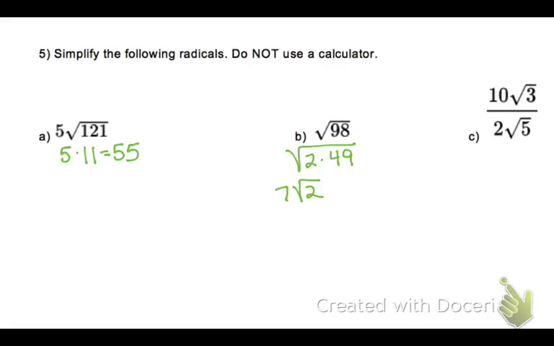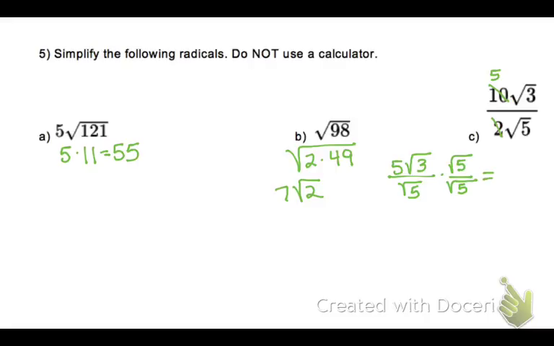Okay, C was a little bit more complicated, but the easiest thing to do first would have been to divide 10 by 2, and you get 5. So you end up with 5 times the square root of 3 over the square root of 5. Now you remember that having a radical in the denominator is not good practice. So we're going to multiply by 1 in the form of the square root of 5 over the square root of 5, which is totally legal.